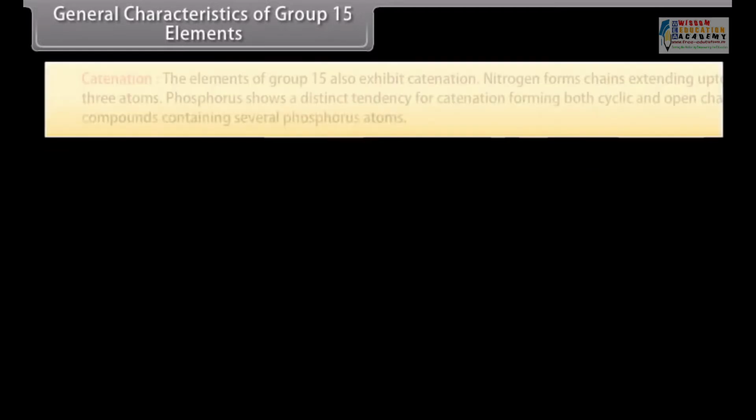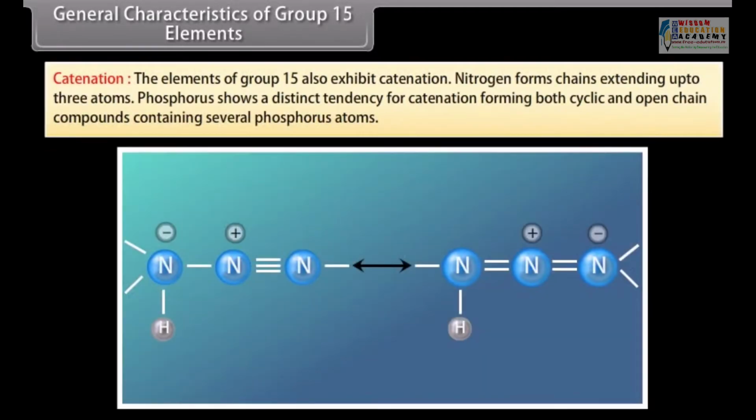General characteristics of group 15 elements. Catenation. The elements of group 15 also exhibit catenation. Nitrogen forms chains extending up to 3 atoms. Phosphorus shows a distinct tendency for catenation, forming both cyclic and open chain compounds containing several phosphorus atoms.